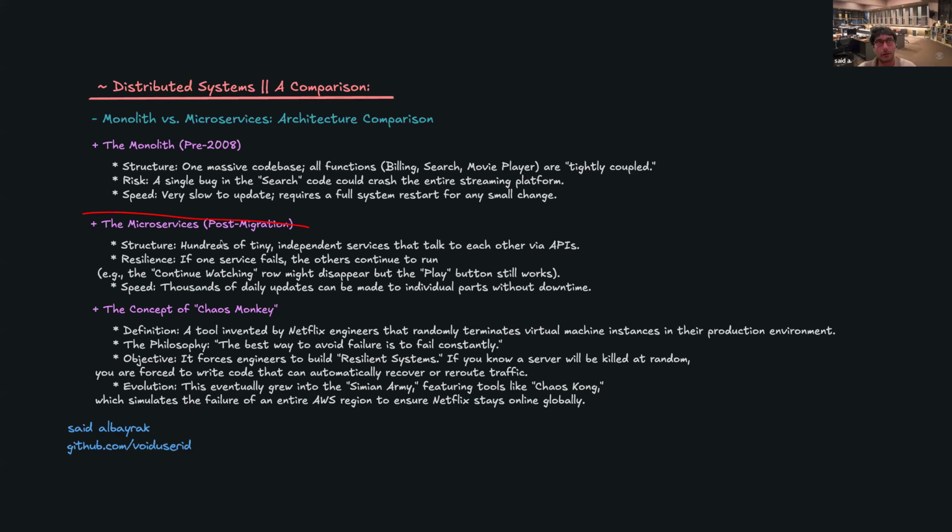Then post migration is the new era, the microservices structure, where resilience and speed come in really handy, with hundreds of tiny independent services. They constantly talk to each other via APIs and gateways. So resilience is the key here. I'm telling you this keyword again and again. If one service fails, the others continue to run.